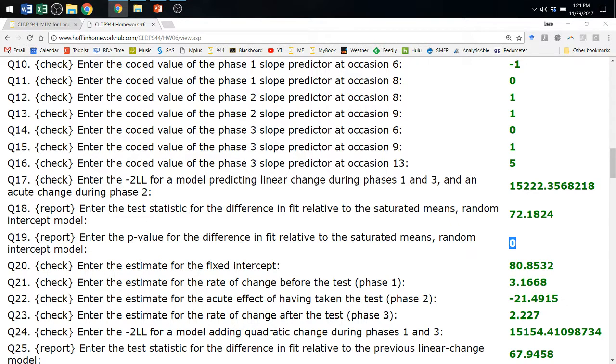Now, degrees of freedom. How do you figure that out? This is a tricky one, right? So saturated means model has as many parameters as you have occasions, right? So in this story, that is 13. If I have linear slopes for each of my 3 phases, that means I have a fixed intercept and 3 more slopes. 1, 2, 3, 4. 4 minus 13 is 9.